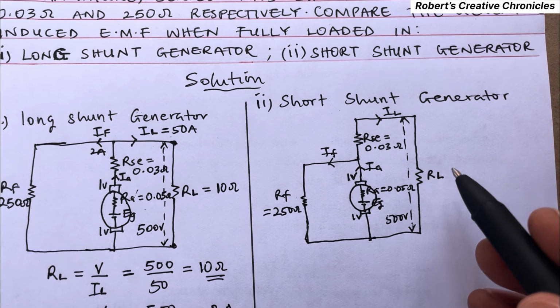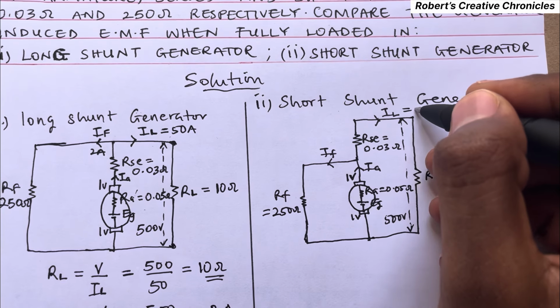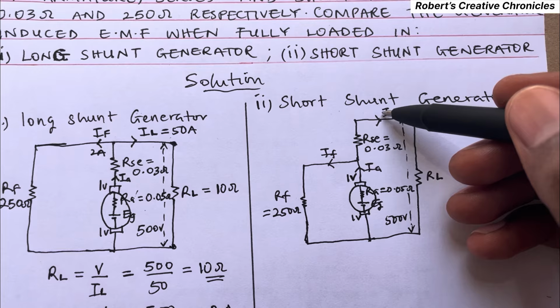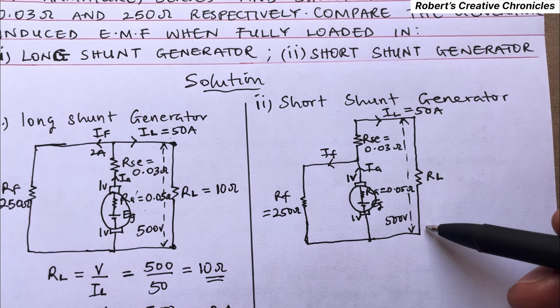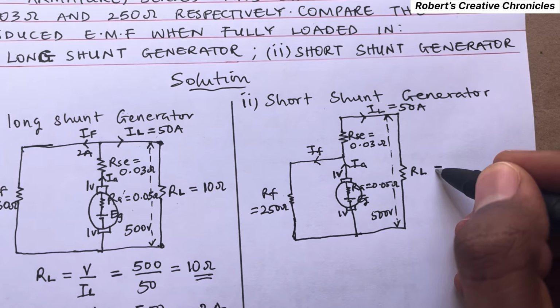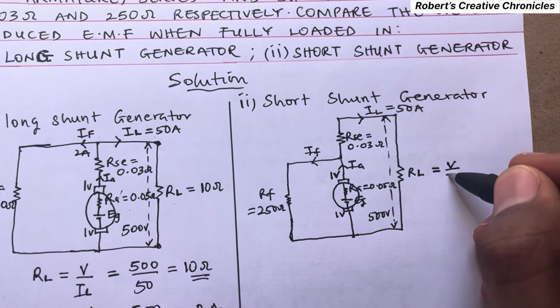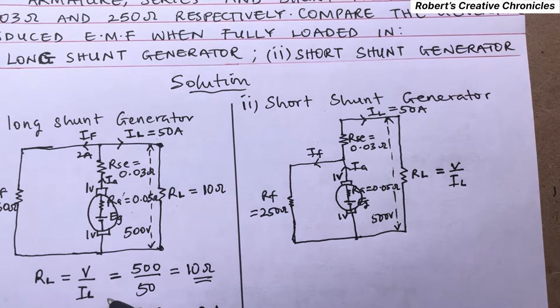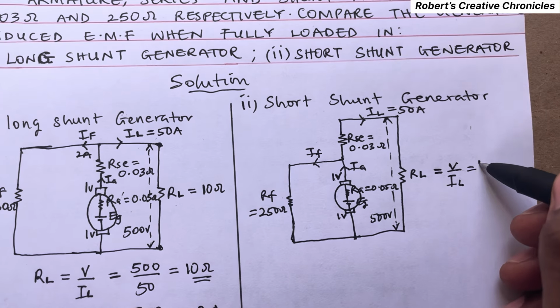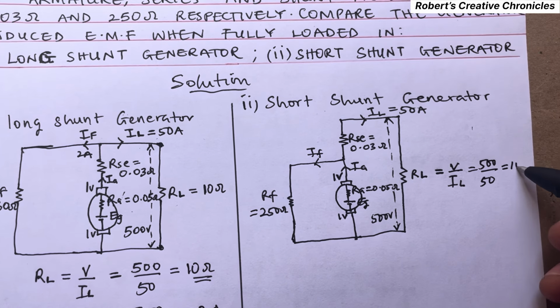Since this I_L is given as 50 ampere, this current will flow through this resistor, and the voltage here is 500 volts. R_L is also equal to what? The voltage V over I_L, like here. So it equals 500 over 50, which is 10 ohms.